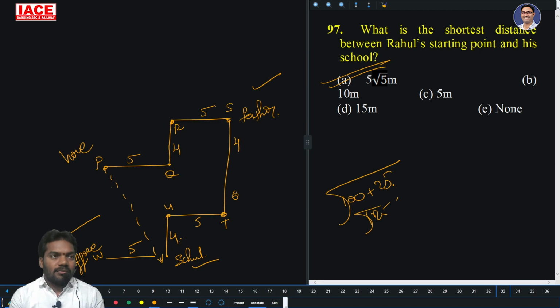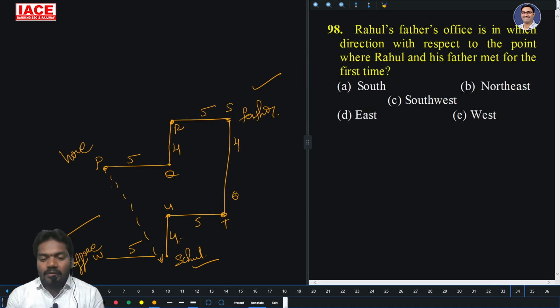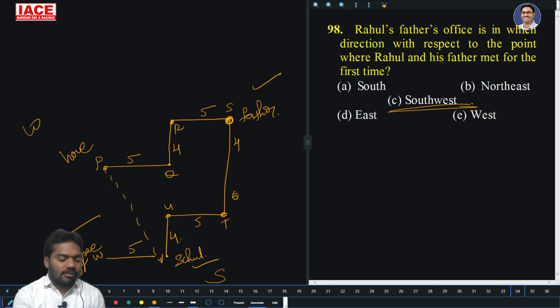Rahul's father's office is in which direction with respect to the point where Rahul and his father meet for the first time? So this is what? South. This is what? West. In between? Southwest. Option C is right. They are asking this direction.